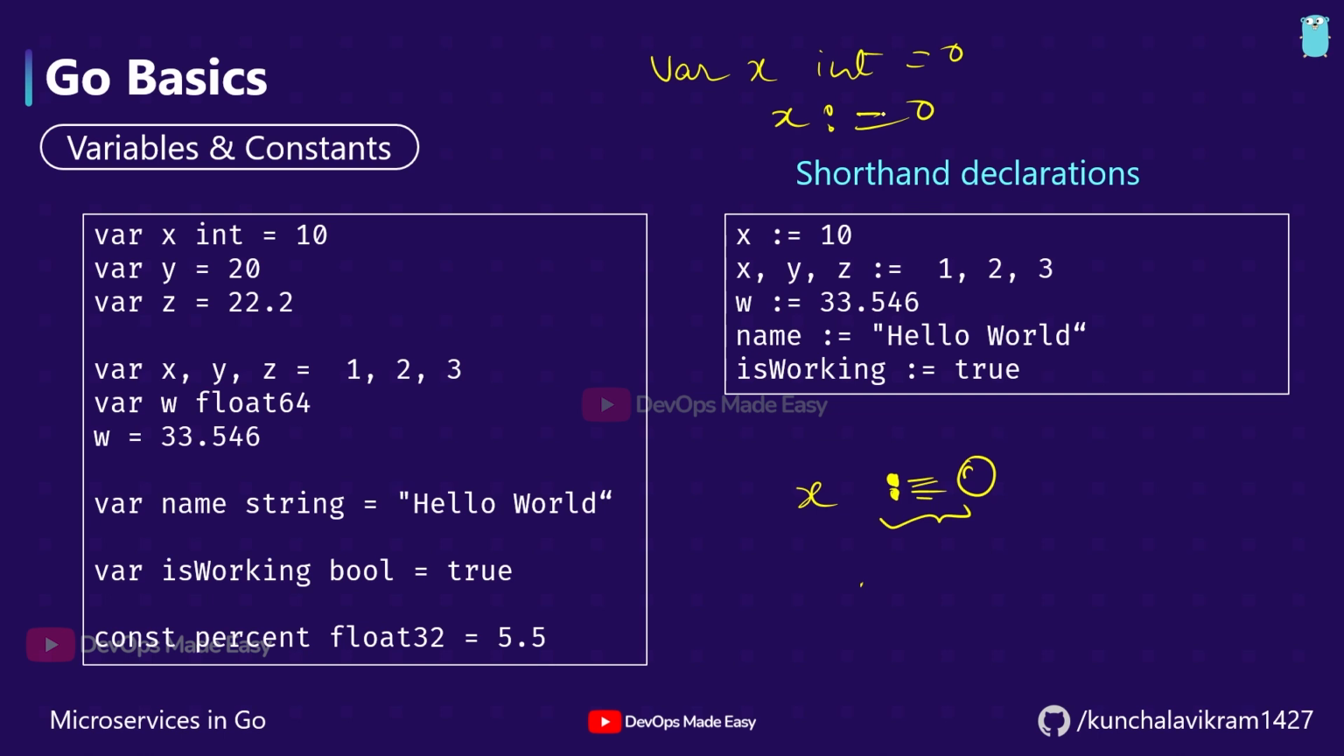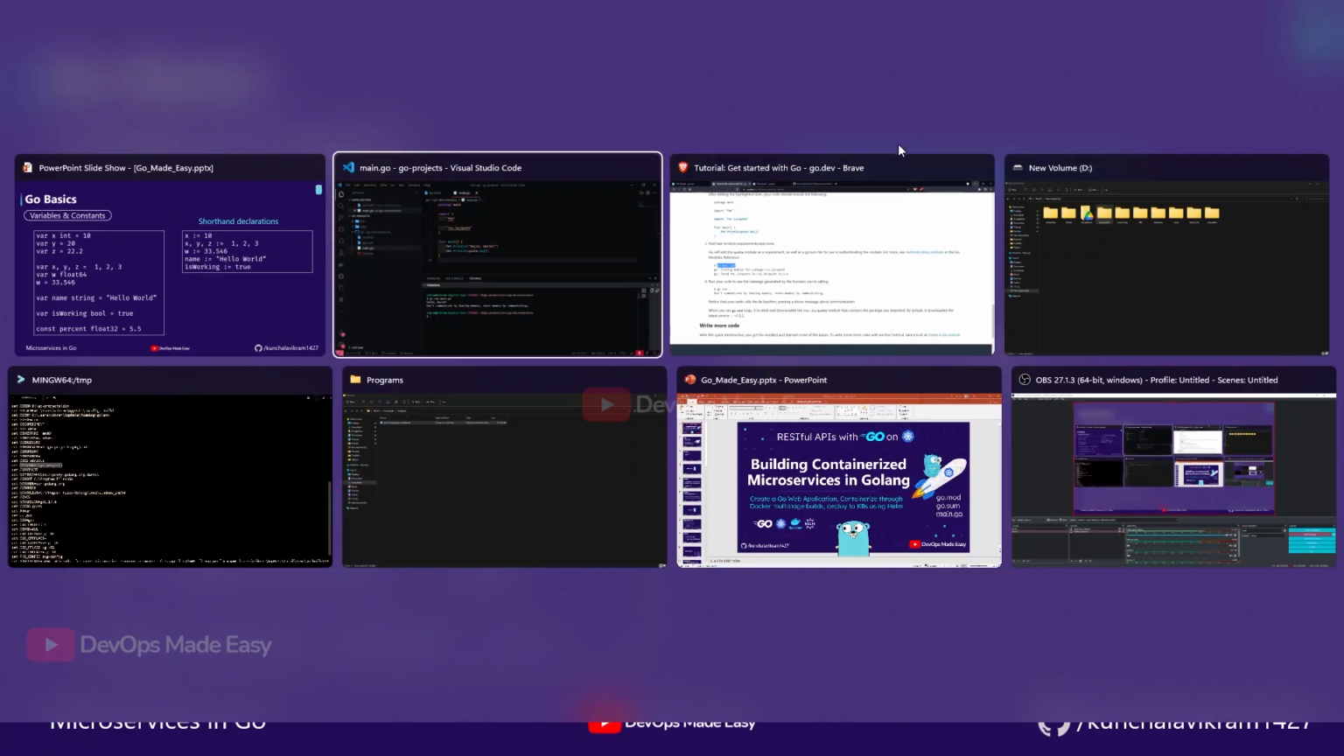So this is the shorthand declaration. We can also initialize multiple variables like x, y, z, and this is the shorthand notation. This is needed when you don't want to declare the data type, or the data type is not known and you want Go to infer that for you. So let us go to the terminal and try to learn a bit with examples.